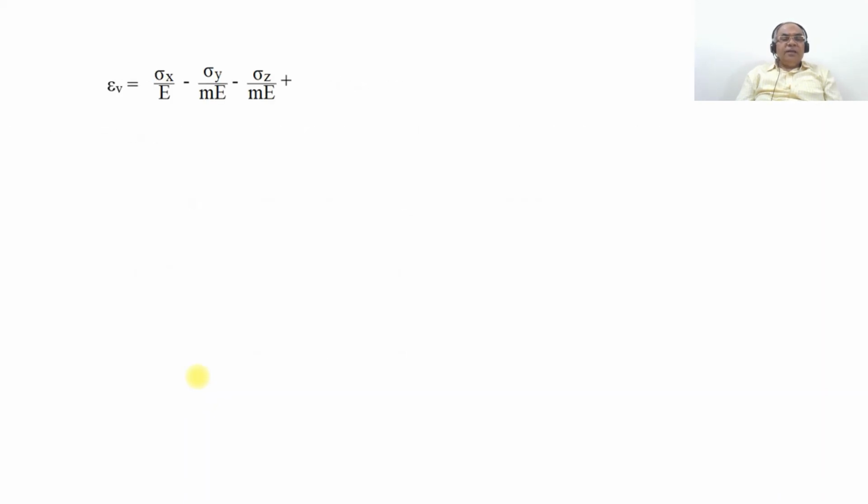So what is epsilon V? It is the total strain of all these: sigma X by E minus sigma Y by M into E minus sigma Z by M into E, plus sigma Y by E minus sigma X by M into E minus sigma Z by M into E, plus, substituting the values, sigma Z by E minus sigma X by M into E minus sigma Y by M into E.